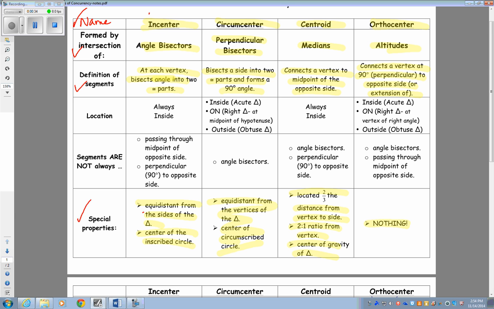Like you'll say incenter, what it's formed by, the definition, and the special property. Okay.